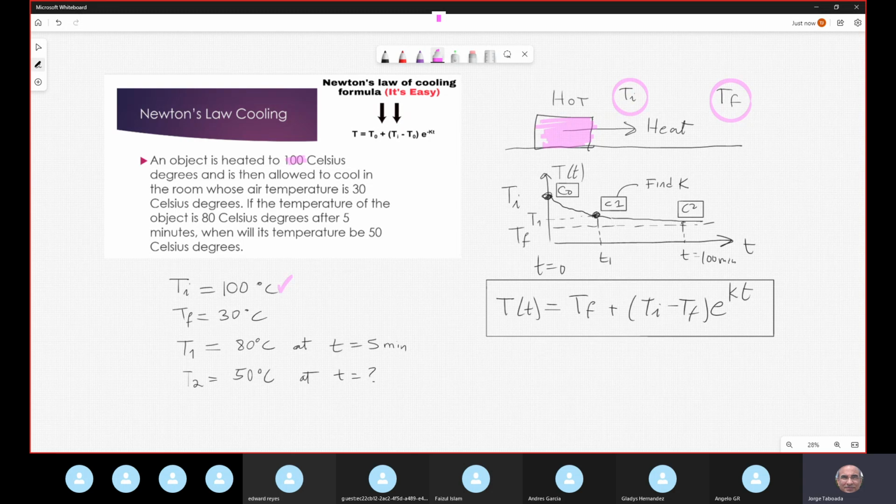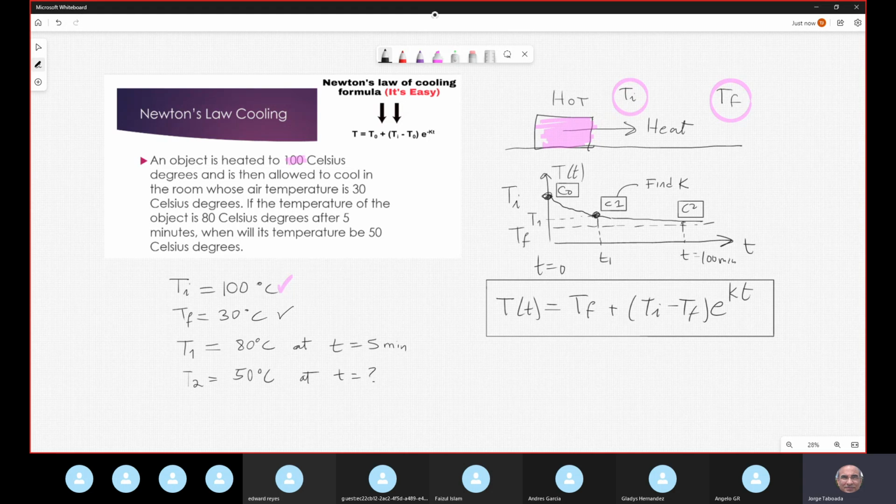Maybe one year. It is obvious that the heat is transferred from the object to the environment, and the final temperature in the object is the same as the temperature of the room. In this case, it is 30 degrees. Look, 30 degrees is the final temperature.